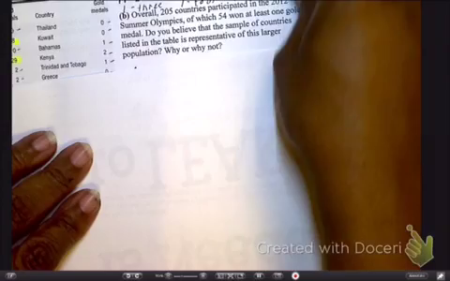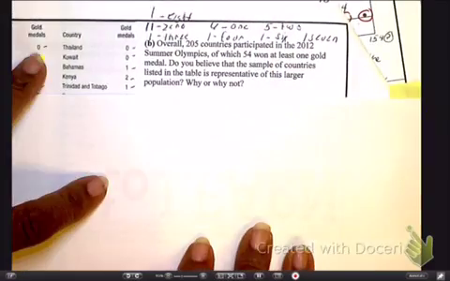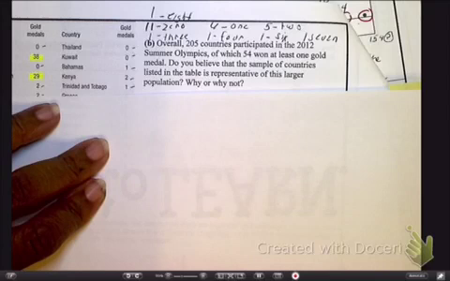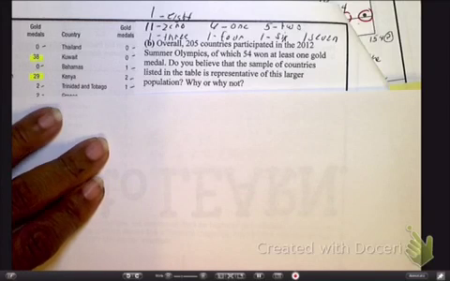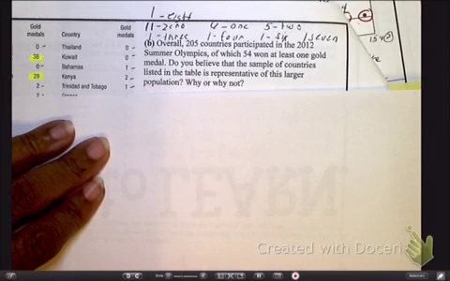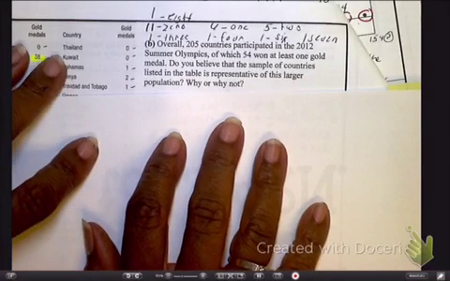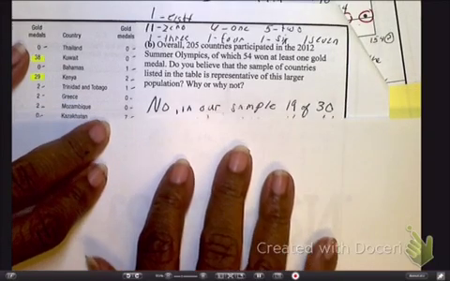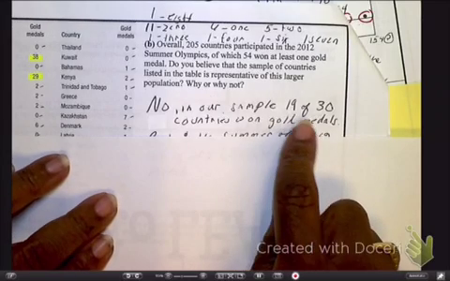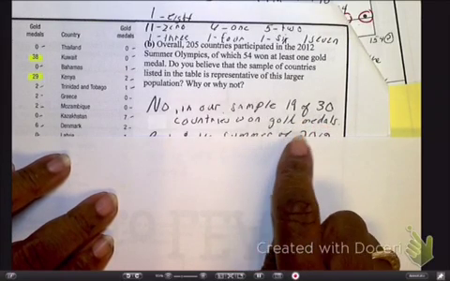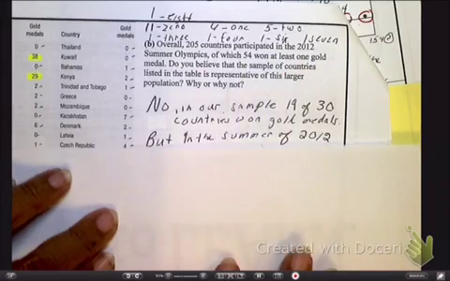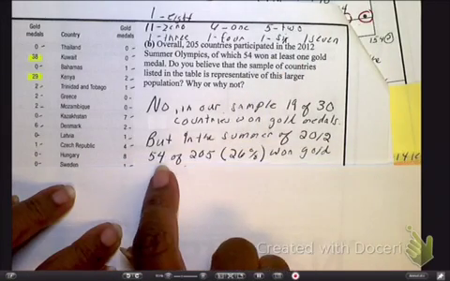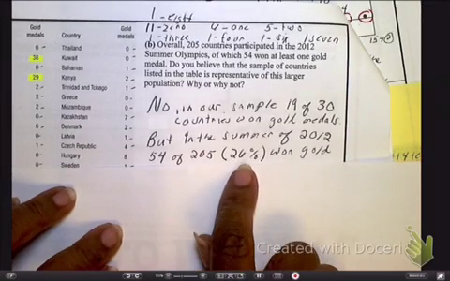Now, as I wrap this up, because this thing is way too long, read this question. The premise is that we had 205 countries that participated in 2011, and 54 won at least 1 gold medal. Do you believe that the sample of the countries listed is representative of a larger population? And the answer is no. The reason is because in our sample, we had 19 out of 30 countries who won a gold medal. They said in that Olympics that 54 out of 205 won a gold.